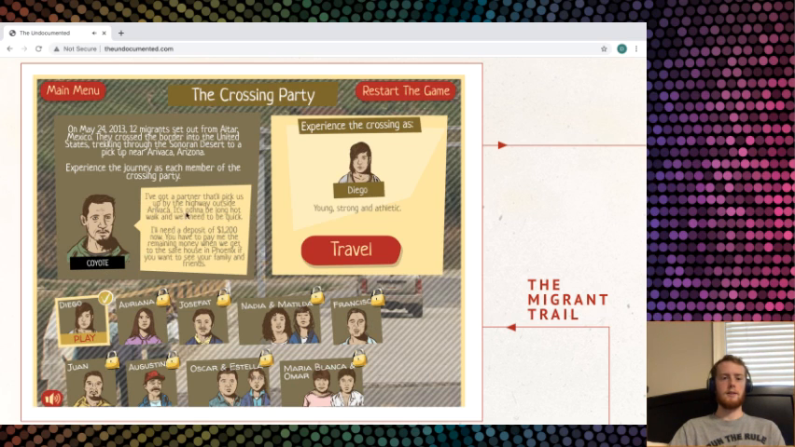This coyote, he says that he's got a partner that'll pick us up by the highway outside Arivaca. It's going to be a long walk, and we'll need to be quick.